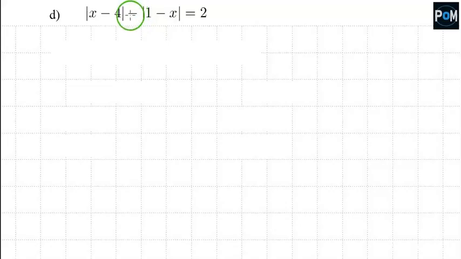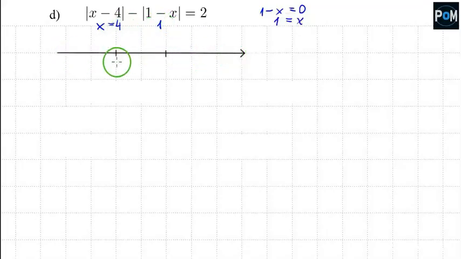Example D. Again, 2 absolute values, but this will be a bit worse as there's a minus between them. The method is very similar. We first equate the first and second values to 0. Here we'll get 4, and here we'll get 1. These are our 2 numbers, the number 4 and the number 1. We're going to mark them on the number line, the 1 first, then the 4.